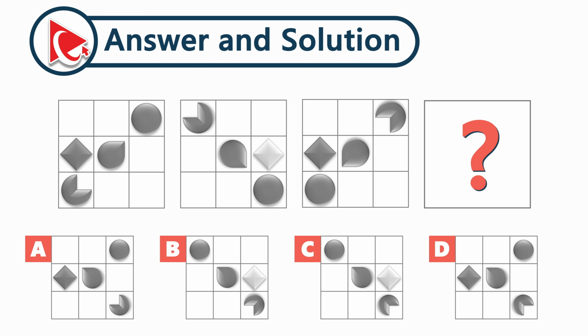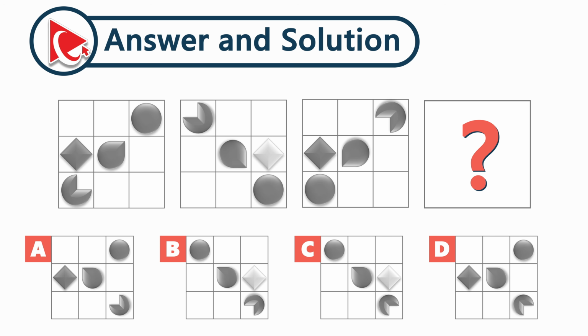The first and the most important thing to understand is that each square has the same shapes. Take a close look at the first square. It has circle, water drop, diamond, and then partial circle. Exactly the same shapes exist in square 2 and square 3. They are just located in different parts of the square.